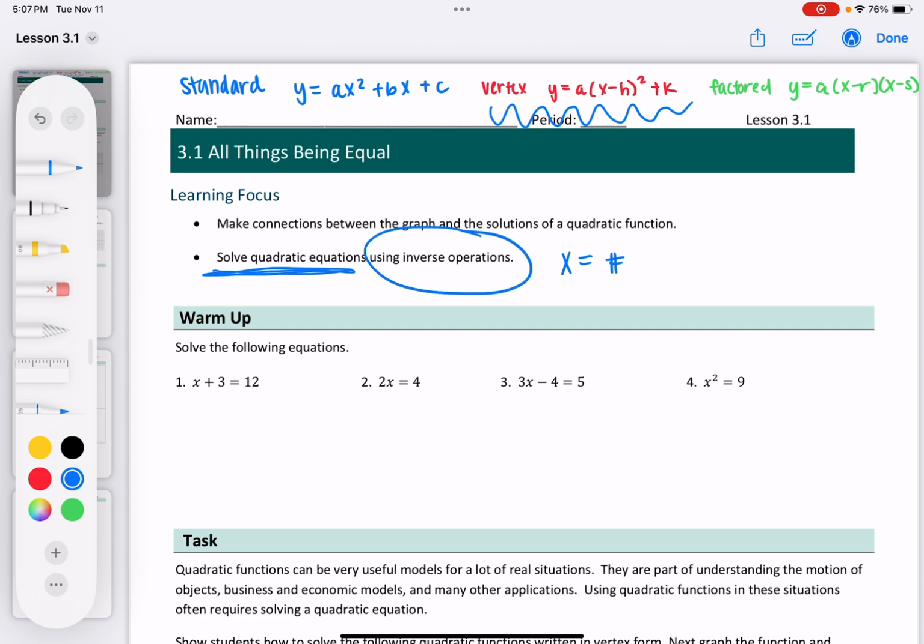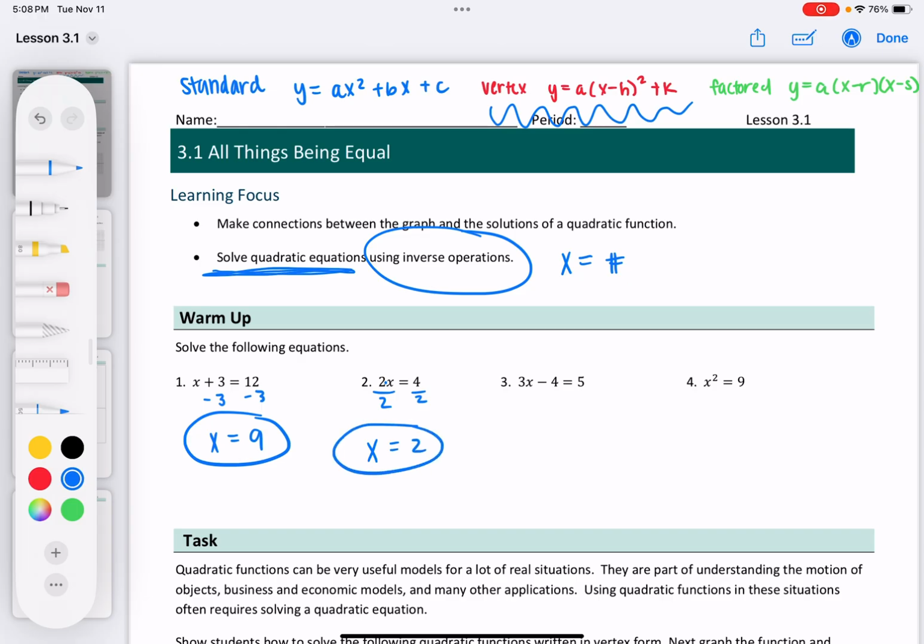So you should have already done these warm-ups. Let's just go through them real quick because they can help us refresh so that we can do better when we solve these quadratics. Using inverse operations means that to get x alone, we do the opposite of what we see. The opposite of addition is subtraction, so we subtract on both sides to get x equals 9. This one is multiplication, so the opposite is division. We divide on both sides to get x equals 2.